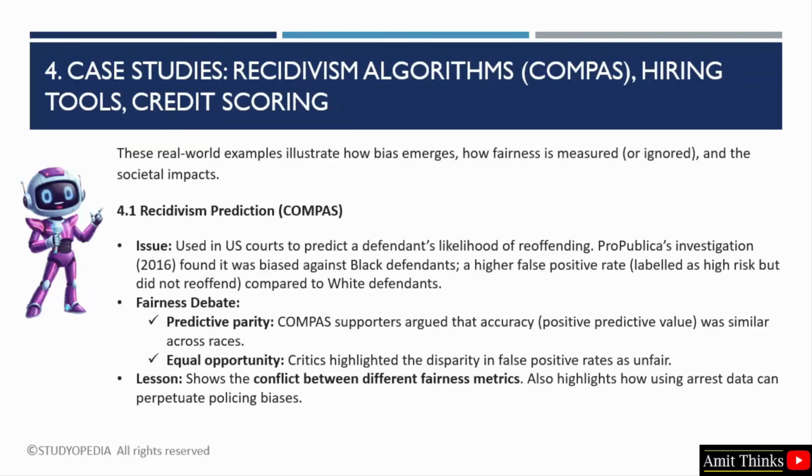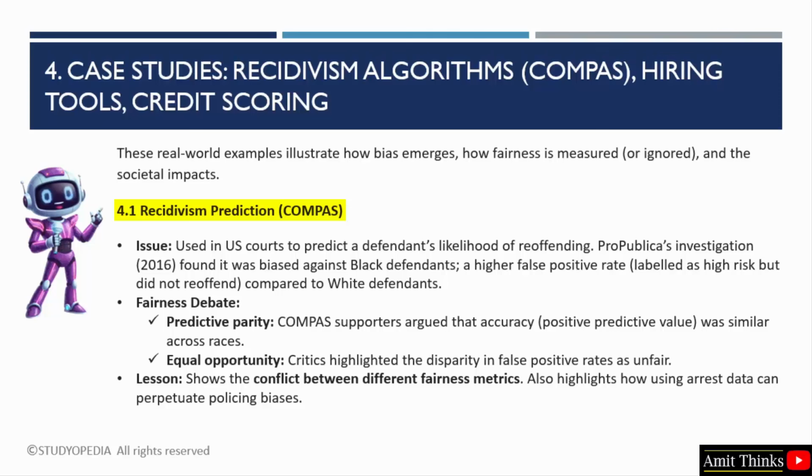Now we will see some case studies: COMPAS as well as hiring tools and credit scoring. Real world examples show how bias arises, how fairness is assessed, and its social impact. The first one is COMPAS, that is the recidivism prediction. It is used in US courts to assess reoffending risk. A 2016 ProPublica report found it biased against Black defendants, with higher false positives than white defendants.